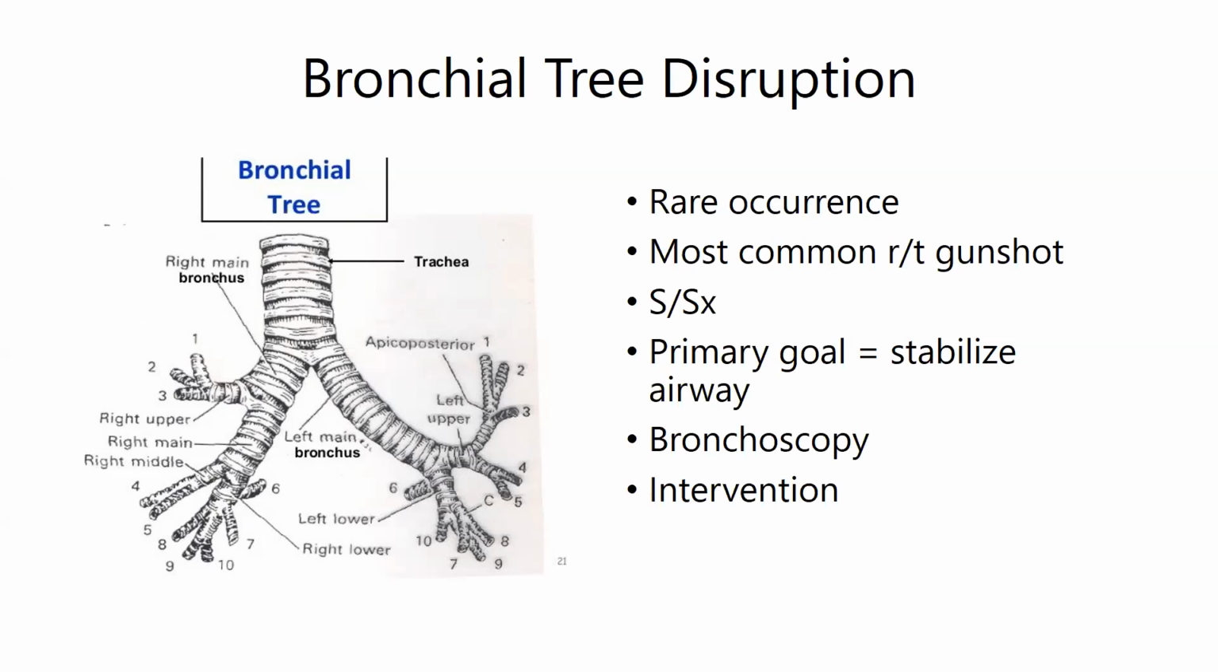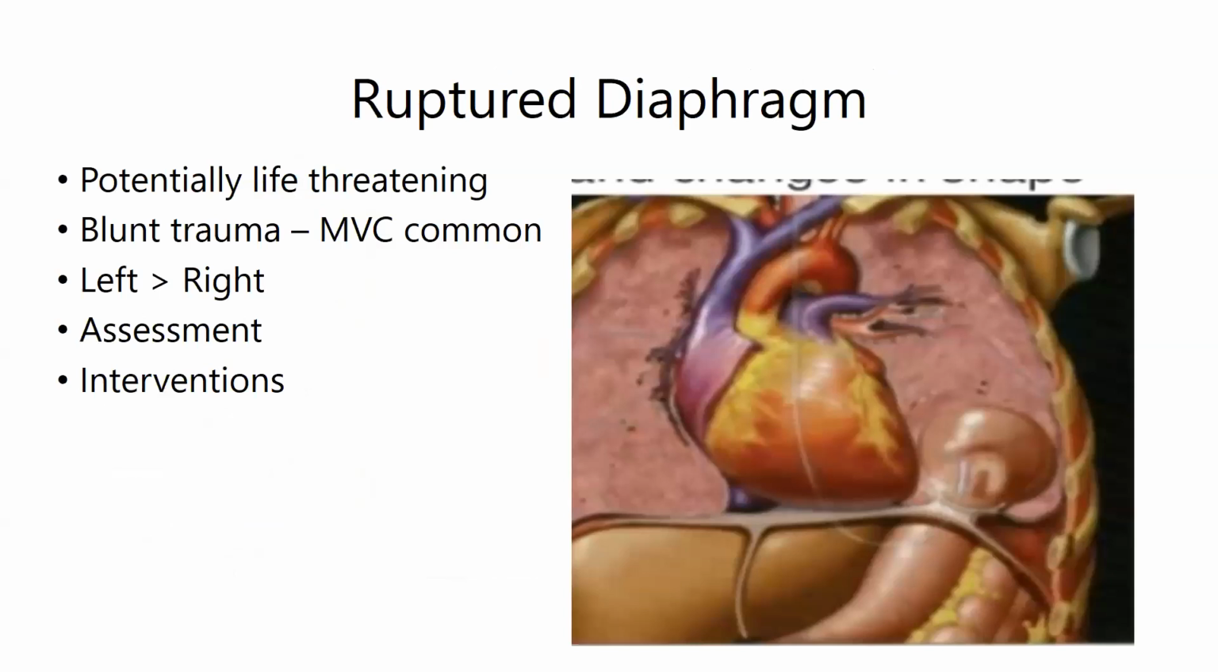So you have to be careful with this person because you don't want them to mess up the tracheobronchial tree any worse. Ruptured diaphragm, potentially life-threatening, results from blunt or penetrating trauma, most common in motor vehicle accidents. The left side happens more because the right side is protected by a solid liver. Abdominal contents can herniate into the thoracic cavity, compressing the lungs and making it unable for them to breathe, causing respiratory compromise.